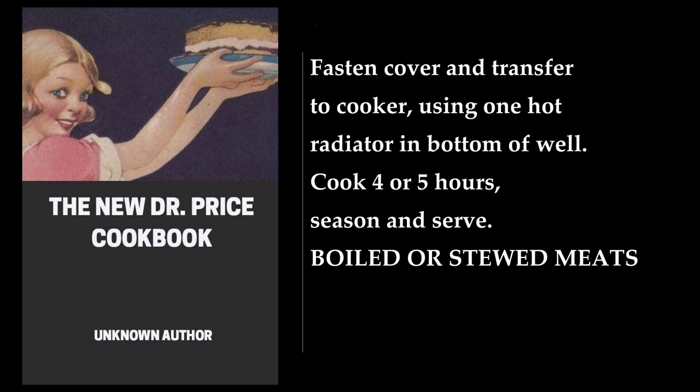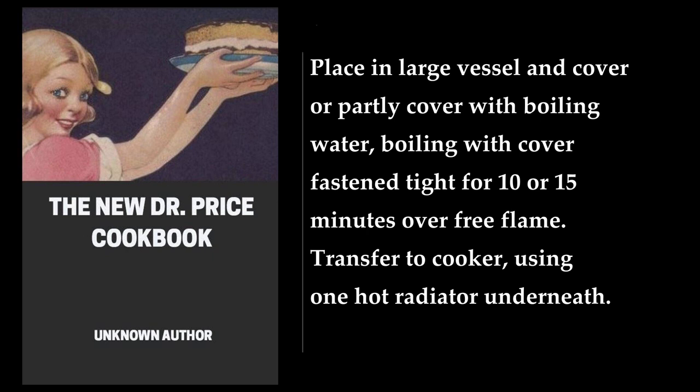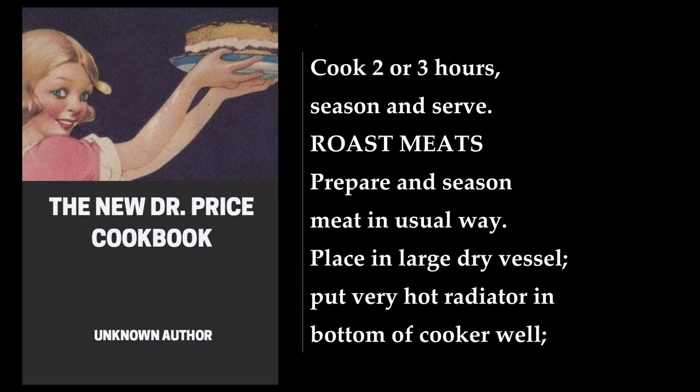Boiled or stewed meats. Prepare meat for cooking as usual, searing in frying pan if desired brown. Place in large vessel and cover or partly cover with boiling water, boiling with cover fastened tight for 10 or 15 minutes over free flame. Transfer to cooker, using one hot radiator underneath. Cook 2 or 3 hours, season and serve.